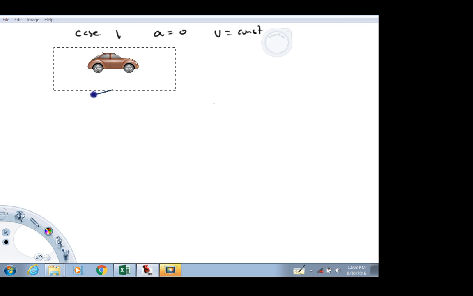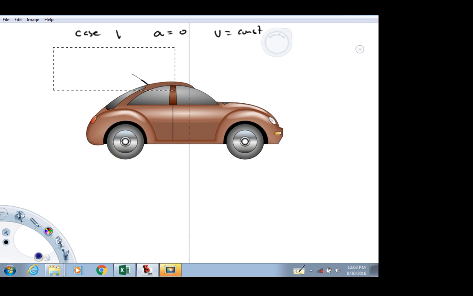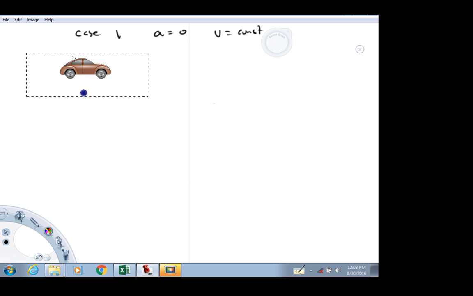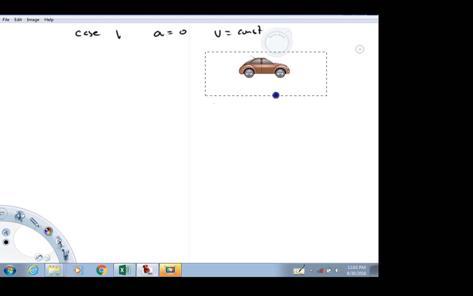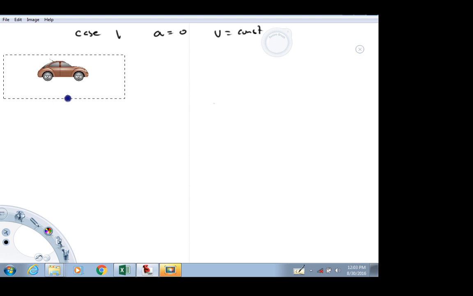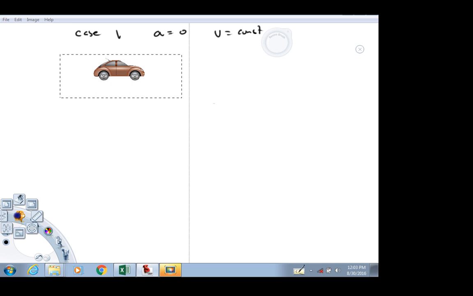So, imagine this automobile just moving down the road at a nice constant speed, like so. All right, so I'll put it back to the starting point here.